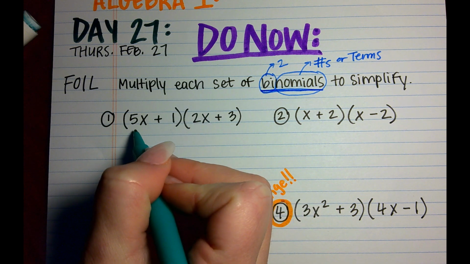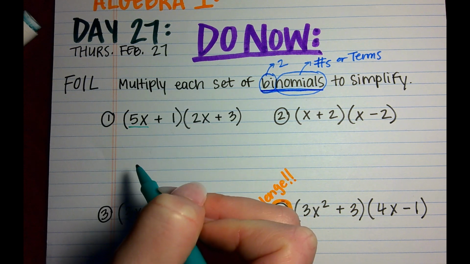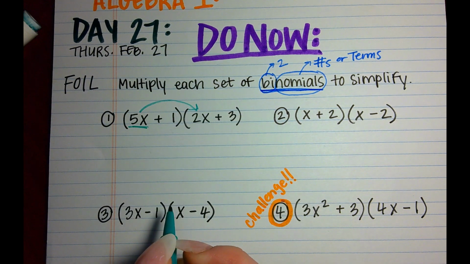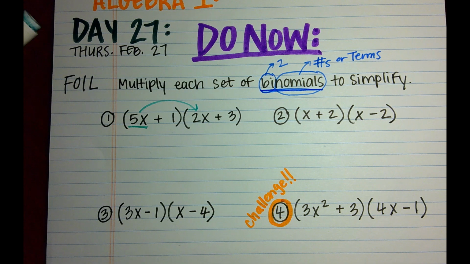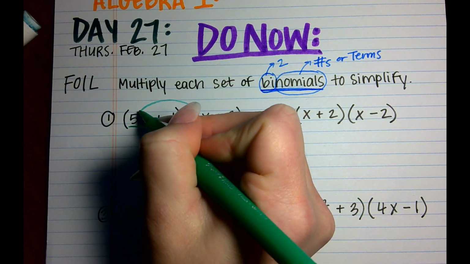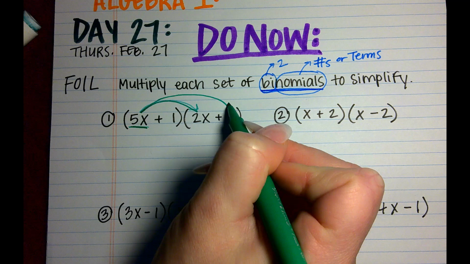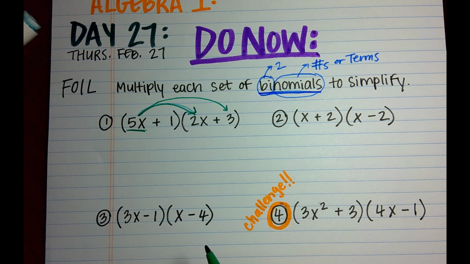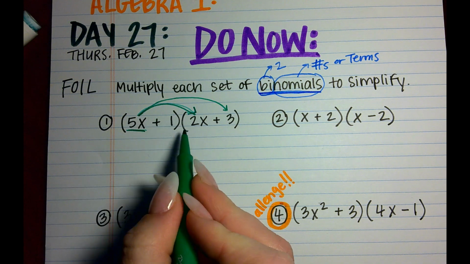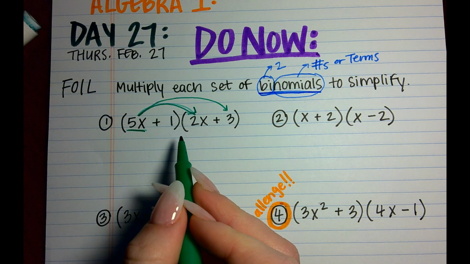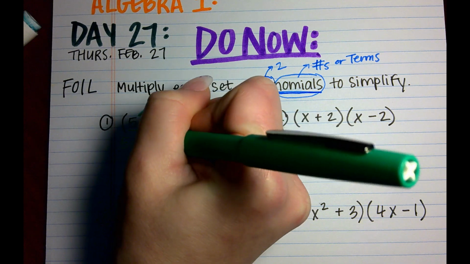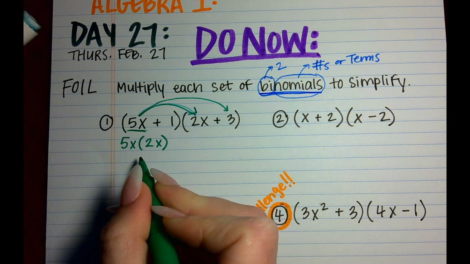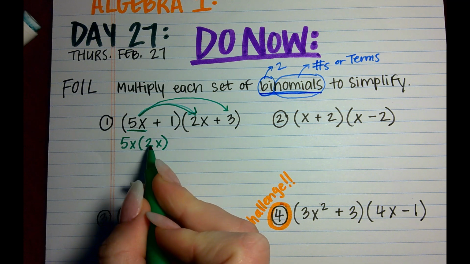So the first one is first. We're going to take the 5x and take it over to the 2x. 5x and 2x. And then the next one is the outer. So we're going to take the 5x over to the 3. So there's our first two steps, the F and the O. So then we can go ahead if we want to and do 5x times 2x. Write it down. Okay, so 5x times 2x. Which is 7x. So 5 plus 2 is 7.